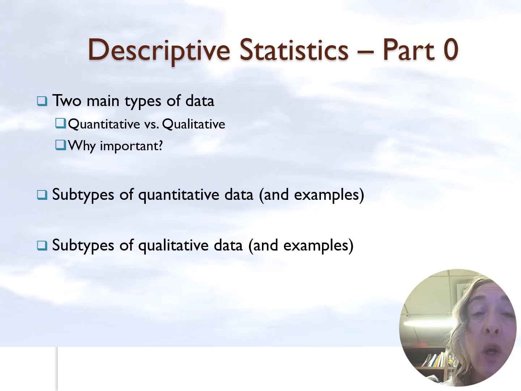In this first video, we're going to talk about the following topics. What are the two main types of data? The two main types are quantitative and qualitative, and also why it's important to differentiate between them. From there, we're going to talk about the subtypes of quantitative data with some examples, as well as the subtypes of qualitative data with some examples.